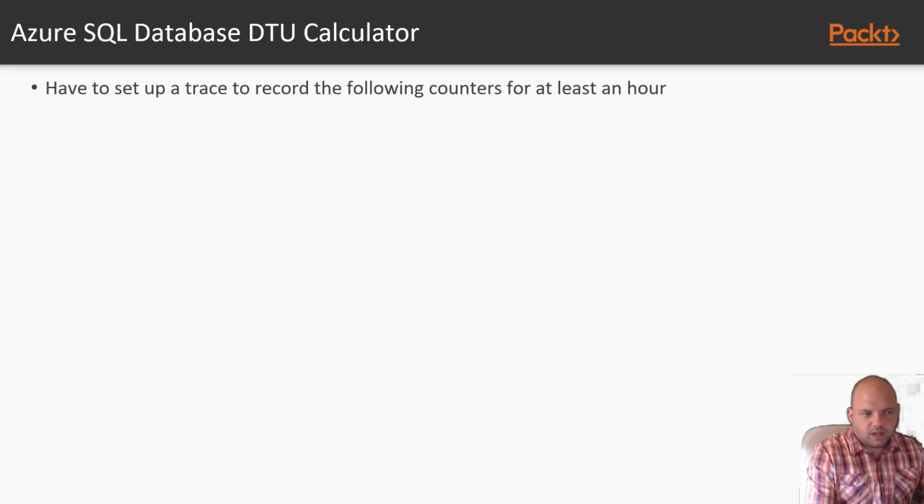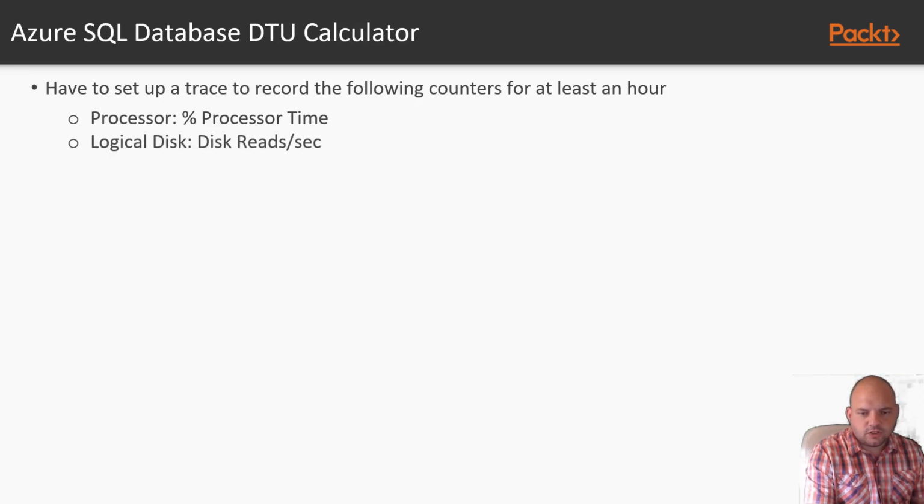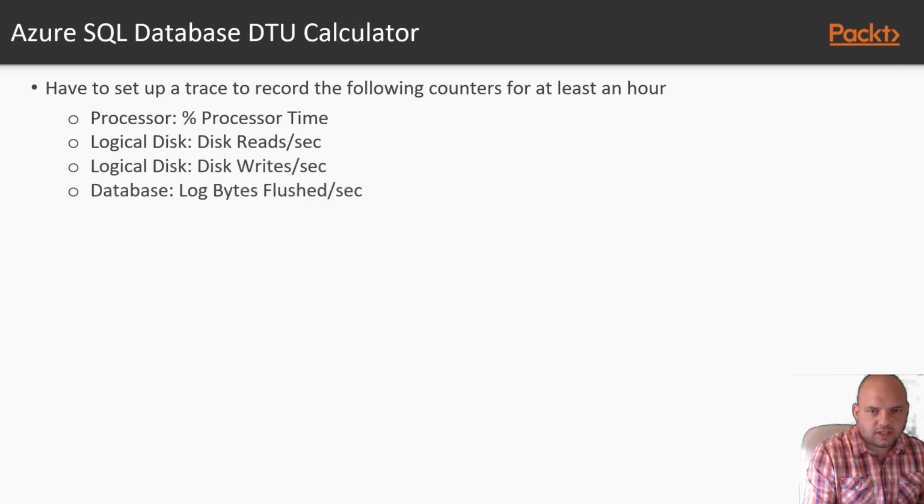So let's see how we go about it then. First, you have to set up a trace to record the following counters: processor percentage processor time, logical disk reads per second, logical disk writes per second, and then database log bytes flushed per second.